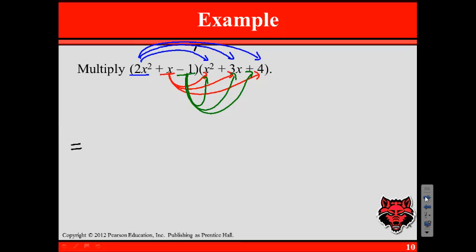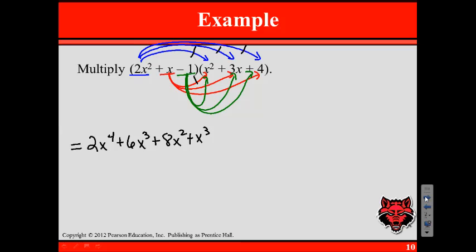We start with the first, 2x squared times x squared becomes 2x to the 4th. The second, 2x squared times 3x is 6x cubed. The third, 2x squared times 4 is 8x squared. Now we move to the next term. We move to the x. X times x squared is x cubed.